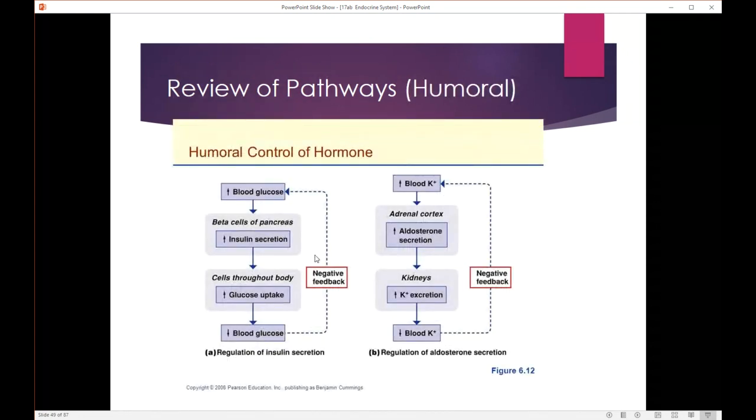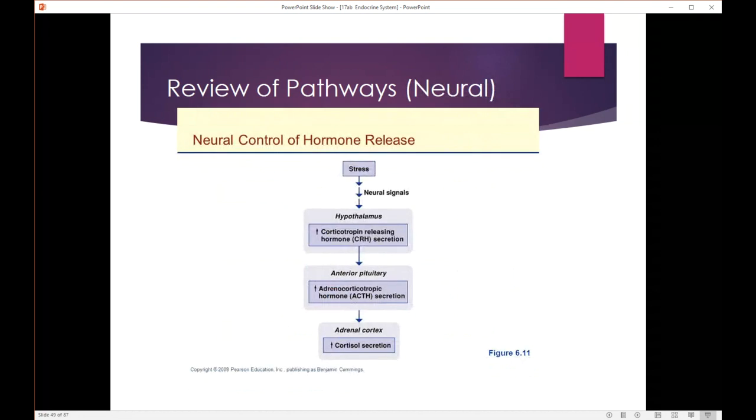So remember humoral control of the hormones, so that's going to mean the blood levels, right? So blood glucose, blood potassium levels, so insulin, glucagon, aldosterone, these are all going to be humoral control. We have neural control, like the CRH, the corticotropin-releasing hormone, causing that release of ACTH.